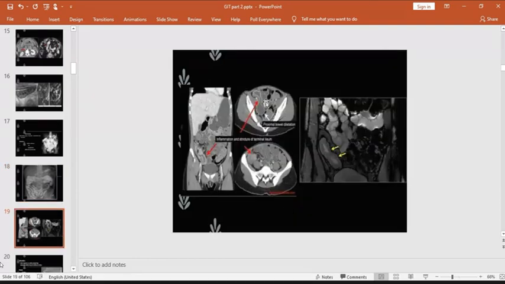By CT it can also be detected. If you look at this segment of the bowel, this is the bowel, and this is the narrow segment. This is a narrowed segment, and there is a mass, so dilatation segment, a narrow segment, and also by MRI we can detect the narrow segment.